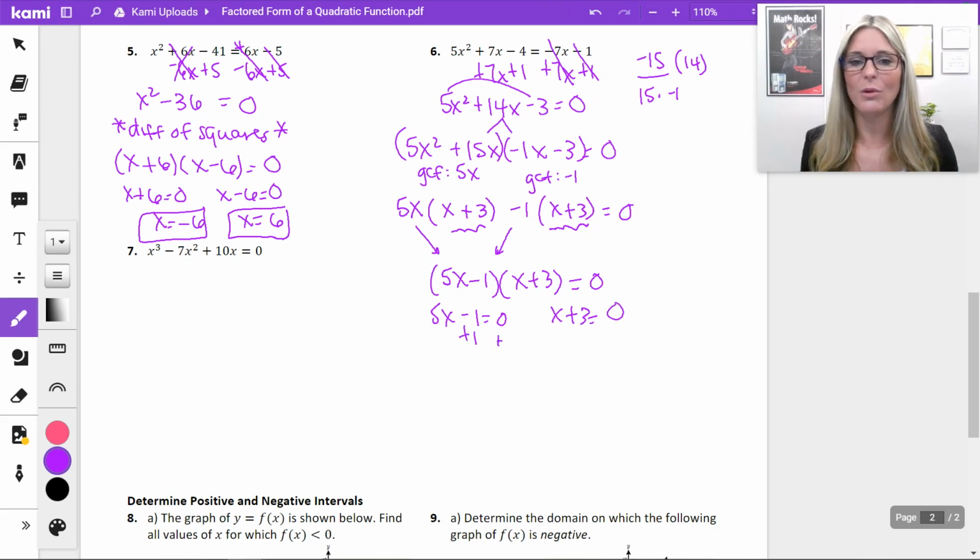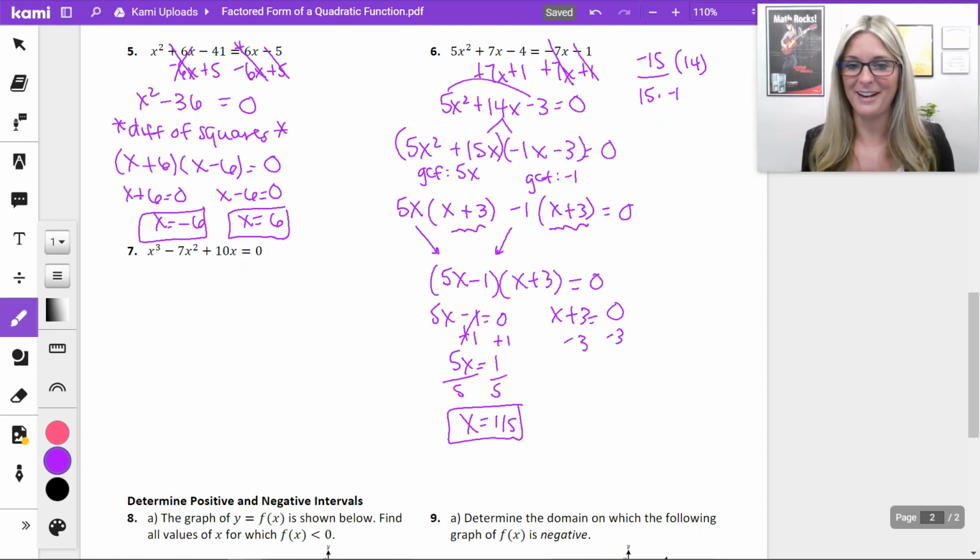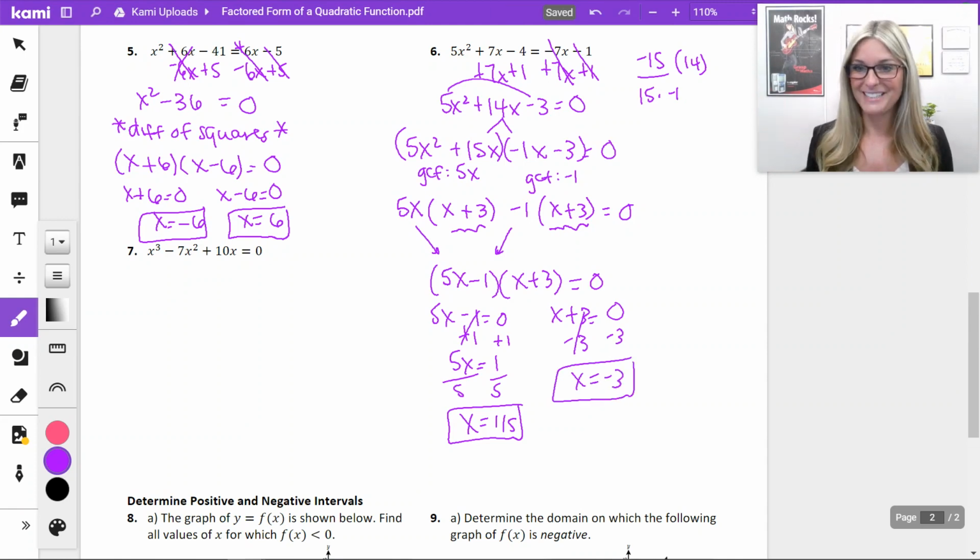We would have to add 1 to both sides on this first factor, getting 5x equals 1, dividing by 5 on both sides. Our first x-intercept is 1/5. Hey, it could happen. Our parabolas don't necessarily have to cross at perfect ordered pairs. On the second one, subtracting 3 from both sides, our other x-intercept's a -3.